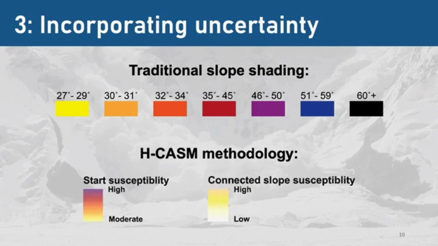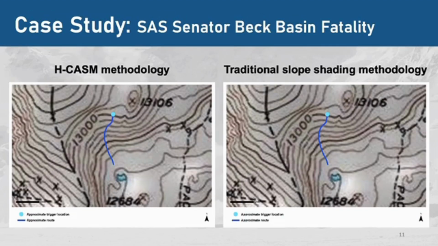So what HCASM does is just a gradient shading. It's a better representation of what we actually know, instead of giving you that false sense of certainty. So yeah, high versus moderate, still following the same color scheme we're all used to, but it's not those hard and fast lines. And then same with the connected slope. So bringing this into a map that you can actually look at.